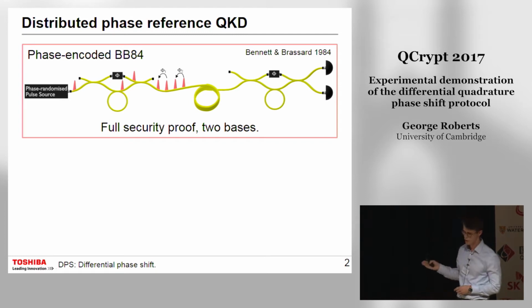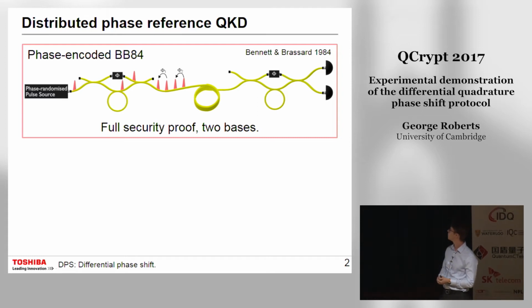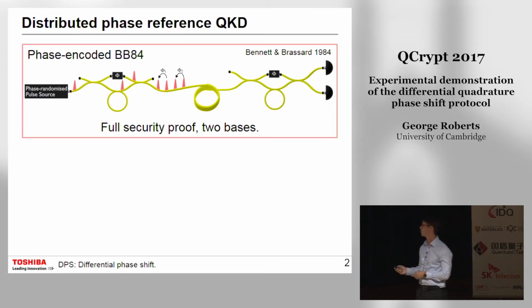For the receiver, you can have a number of implementations. Here I show an active receiver. We have a phase modulator to modulate either 0 or pi over 2, depending on what basis we want to choose. However, for this, you need to have an identical Mach-Zehnder interferometer delay in Alice and Bob. So you need a lot of stabilization and active feedback to make this work. But there is a full security proof for it.